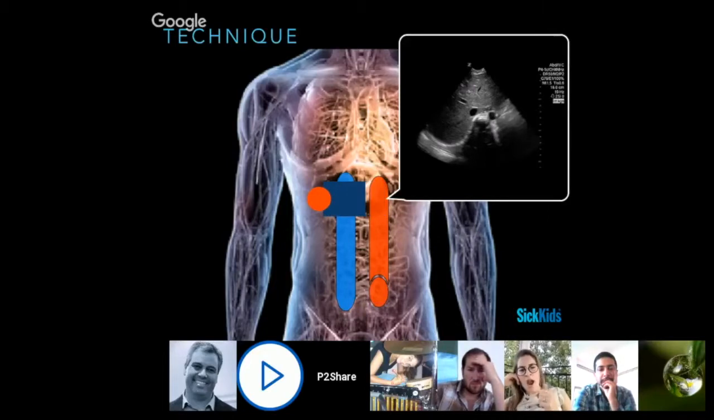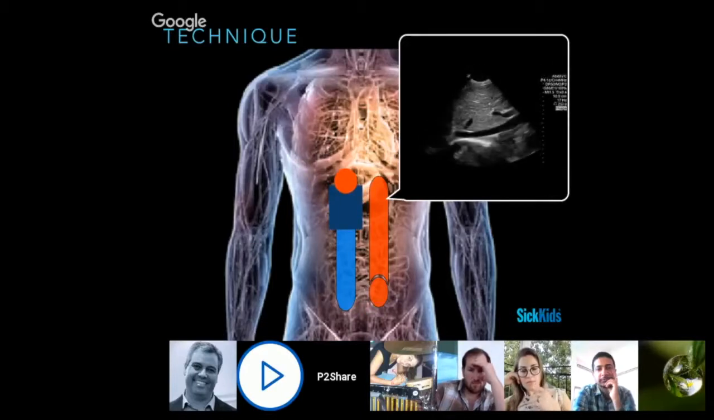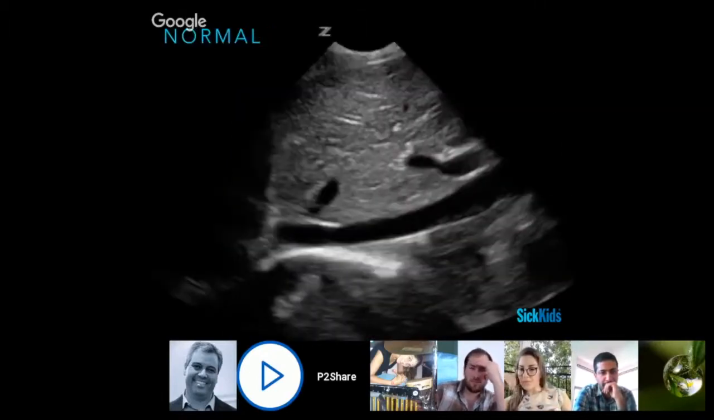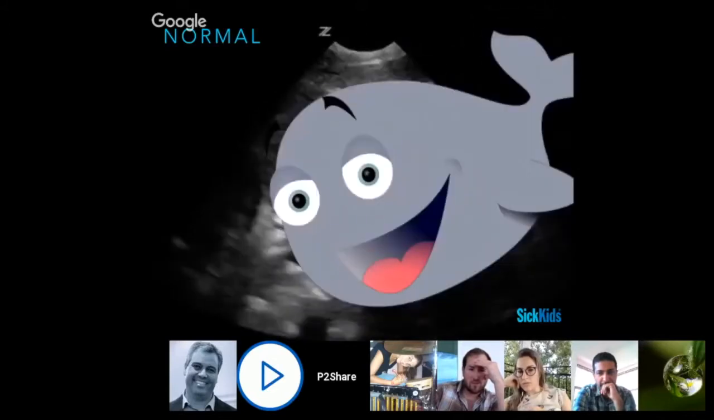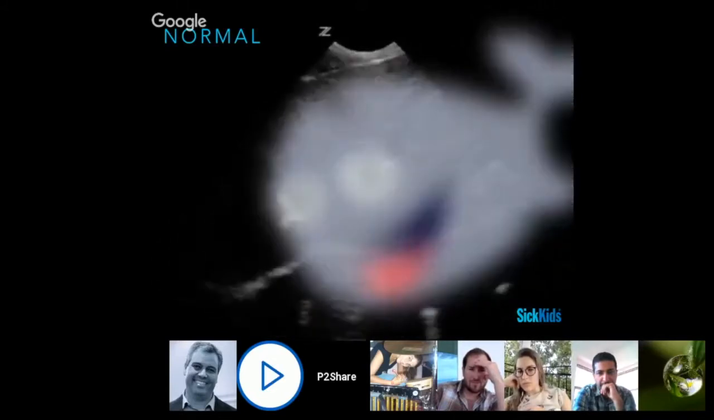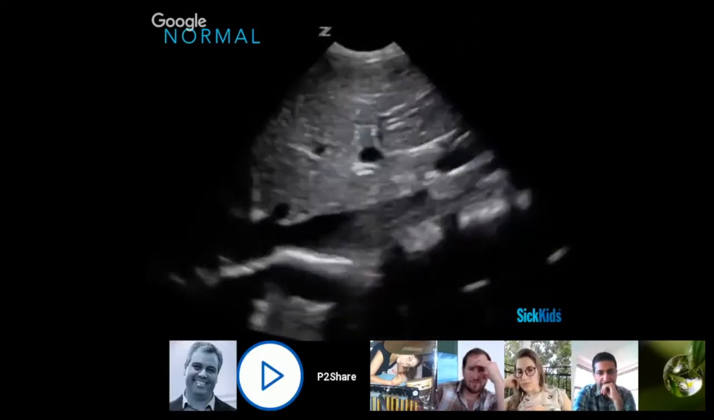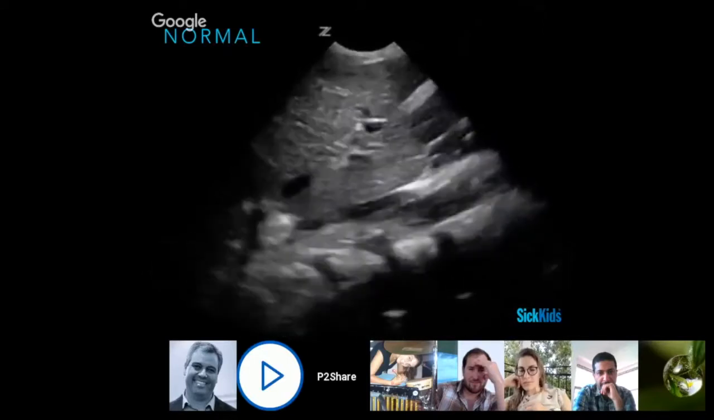So what you typically want to do is move your probe over to getting that IVC right in the middle of your transverse image, and then rotate 90 degrees, which is then going to allow you to see that classic smiley face. So what's our normal look like? It looks like a happy whale, right? So there's your happy whale. Kids love seeing it. A lot of kids like doing it on themselves.